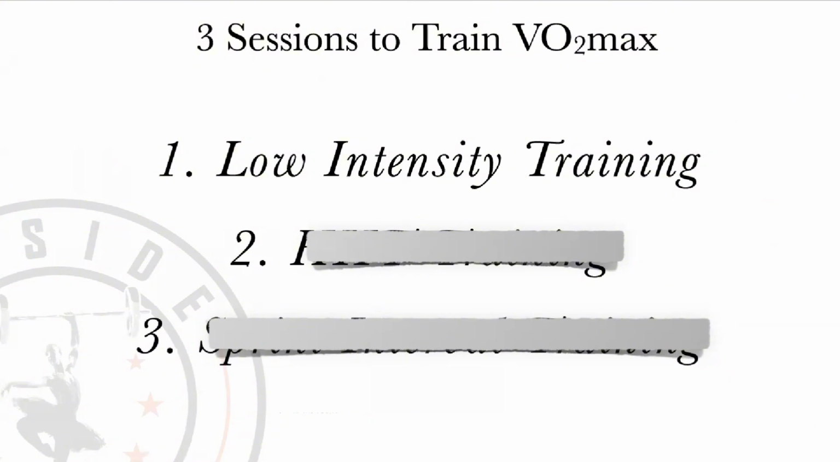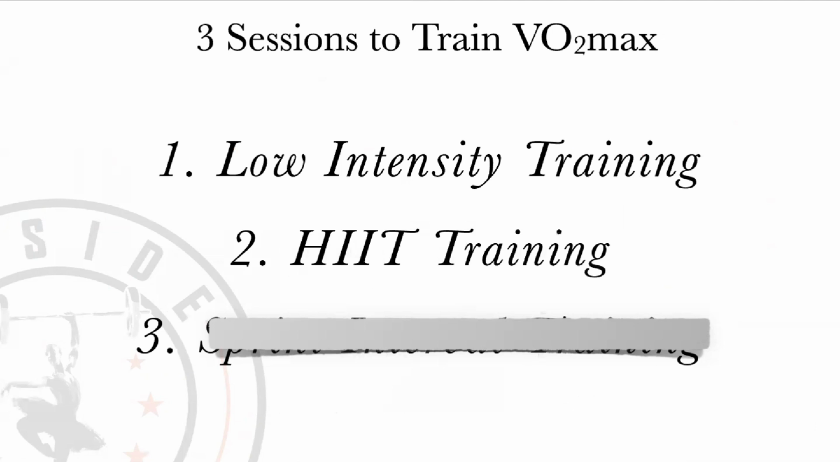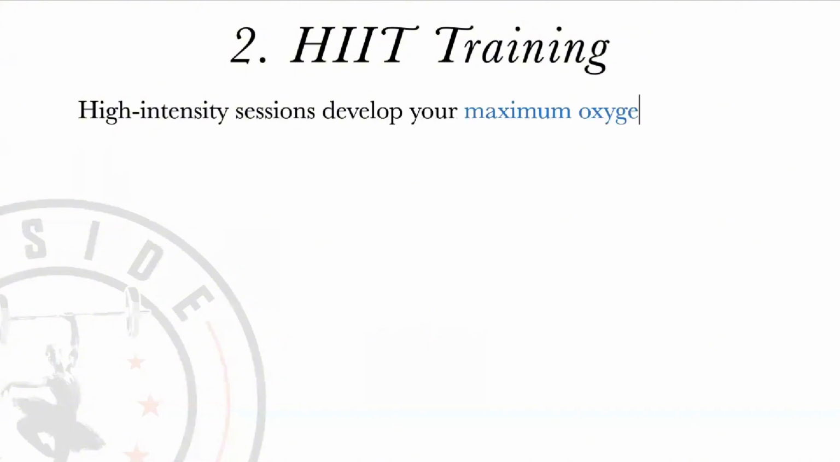Another type of session you can use to train your VO2 max, and this is the one that is usually spoken about the most, is high intensity interval training, or HIIT, as we typically call it. Now, those sessions are going to develop your maximum oxygen utilization with a central focus. So they are going to push your heart to do a lot of work, and it's mainly those parameters that are going to be improved. Although if you use HIIT as a beginner, it will improve all parameters of your fitness, obviously.